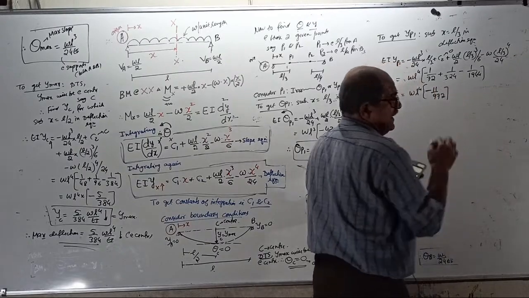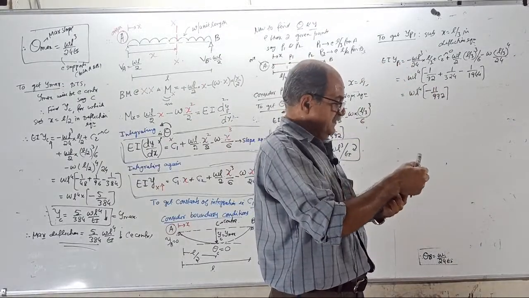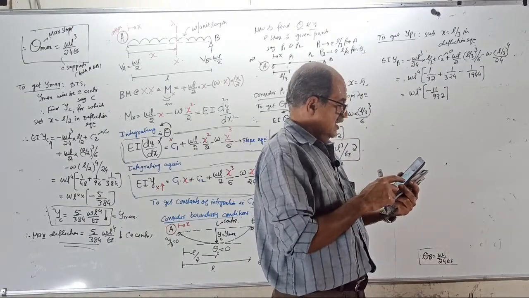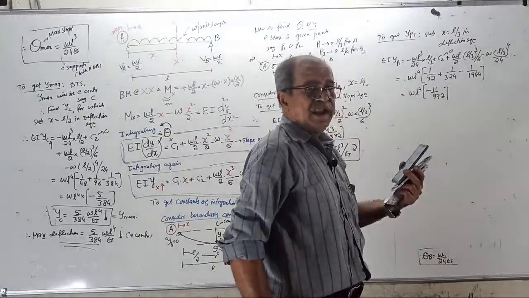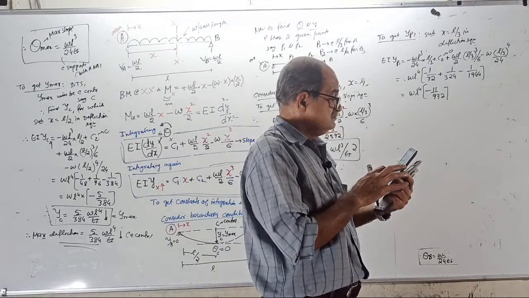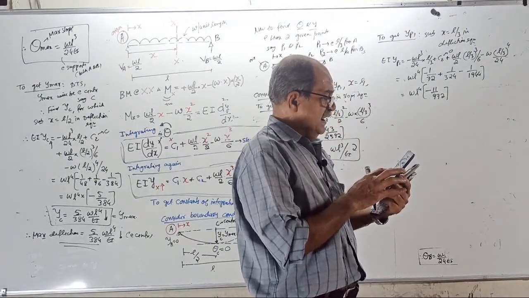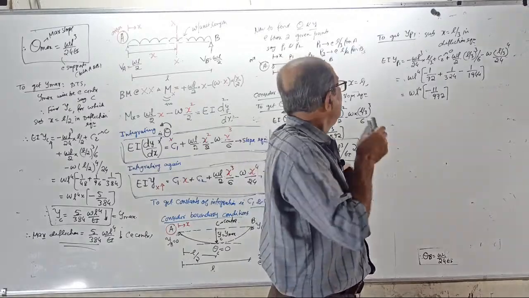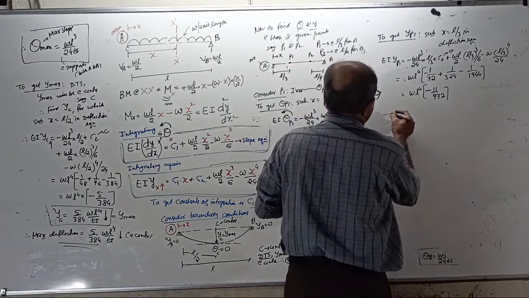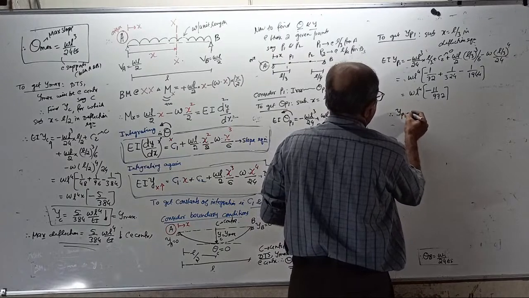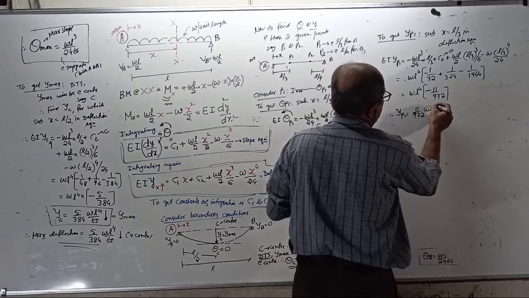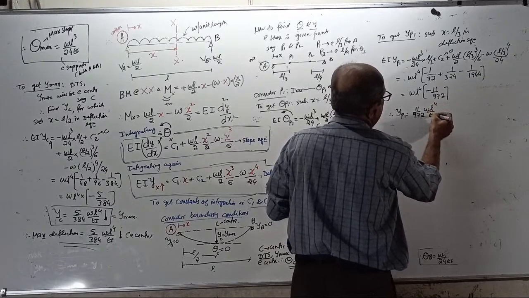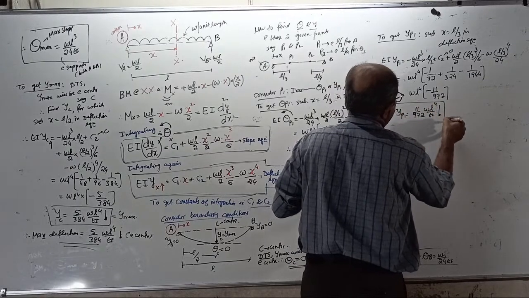Tell me, is it correct? Fast. Is it correct? Minus 11 by 972. Correct? Fast comment. Okay, correct. Therefore, deflection at P1 equals 11 by 972 WL power 4 by EI, that much downwards. Why? Negative came.